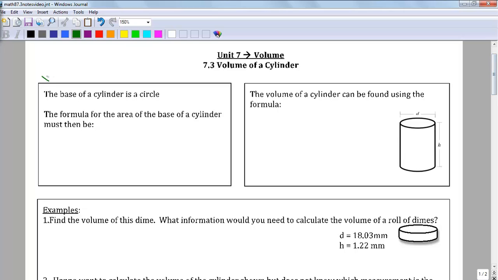Now, the base of a cylinder is a circle, right? Makes sense. The formula for the area of the base of a cylinder must then be, remember, area is pi r squared when we're talking about a circle. So, we want to talk about the volume of a whole entire cylinder. We take that area, that pi r squared, and multiply it by the height. So the volume of our cylinder is pi r squared of the circle times height.